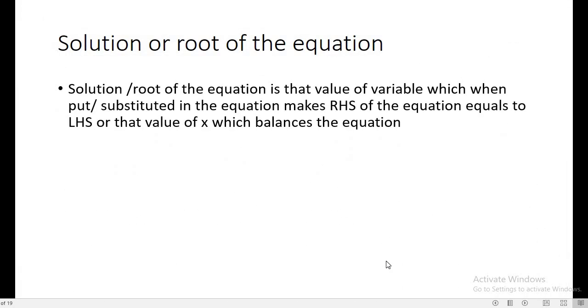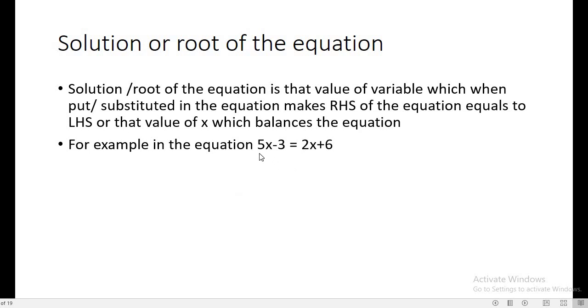Now, what is solution of an equation? Solution of an equation is that value of variable which, when put into the equation, makes RHS equal to LHS, or we can say that value of variable which balances the equation.